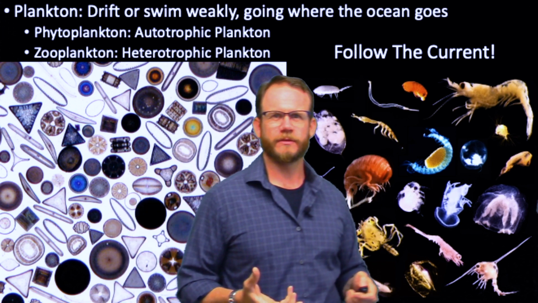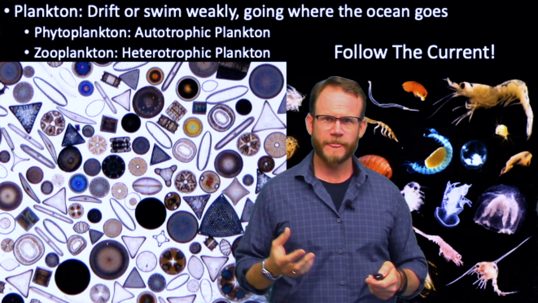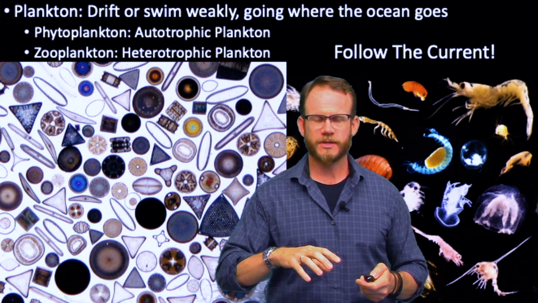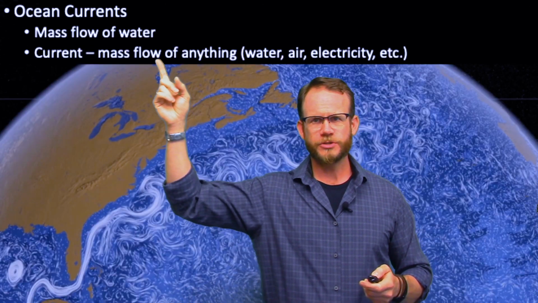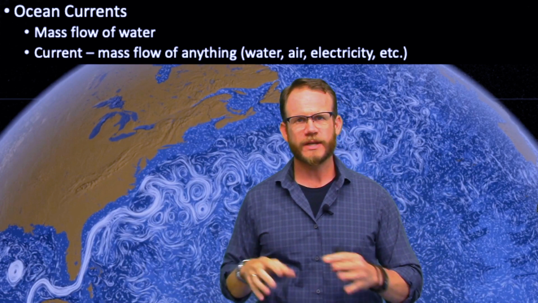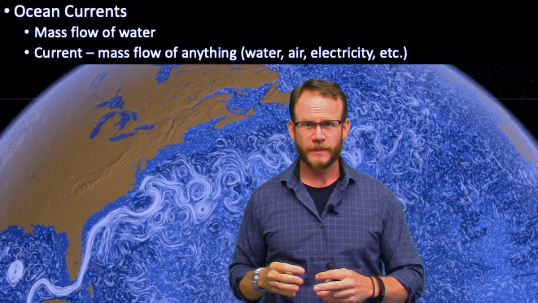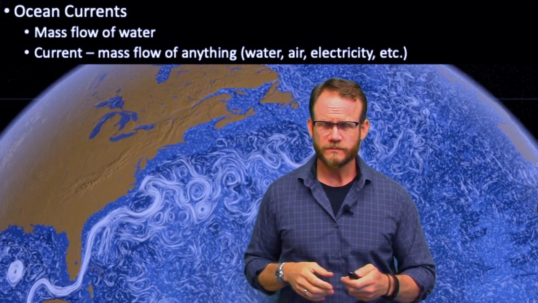So what is a current? You guys have probably heard of it. You knew we were going to talk about currents. You've heard of other currents. But we're going to make this as simple as possible and then move on. So an ocean current is a mass flow of water. And really a current is a mass flow of anything: electrical currents, air currents, and in our case, water currents.